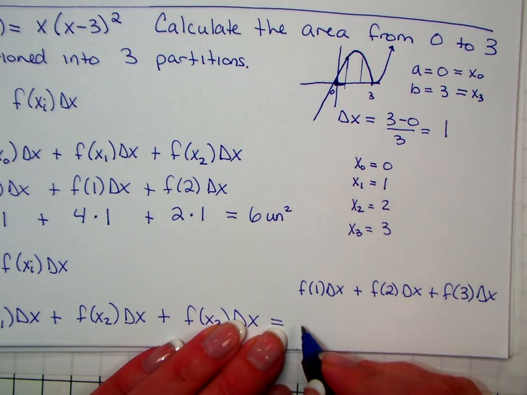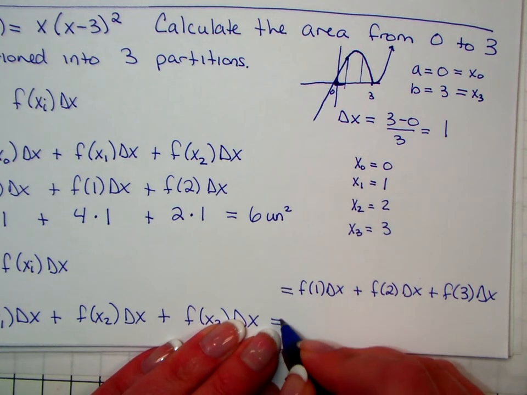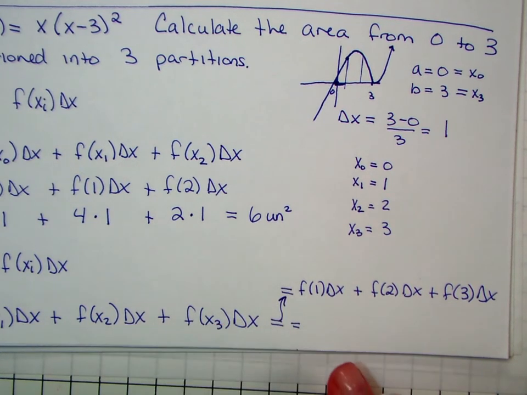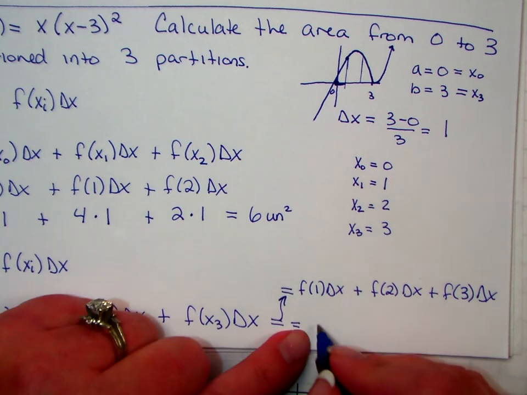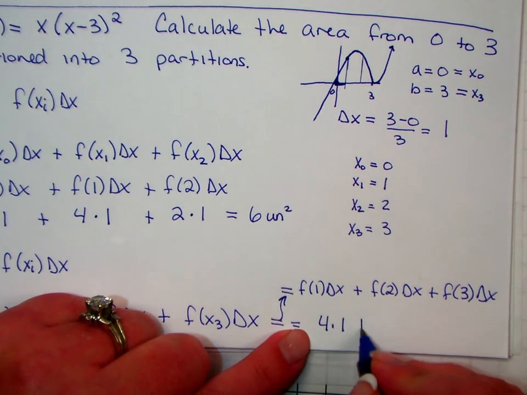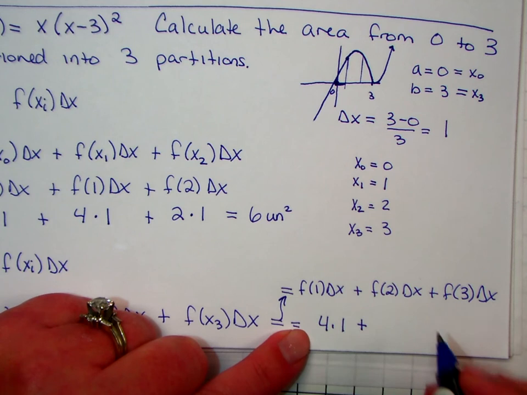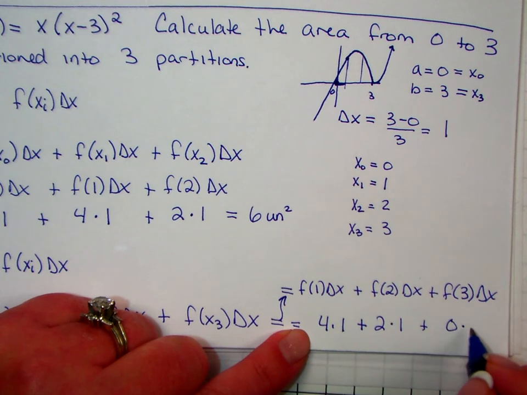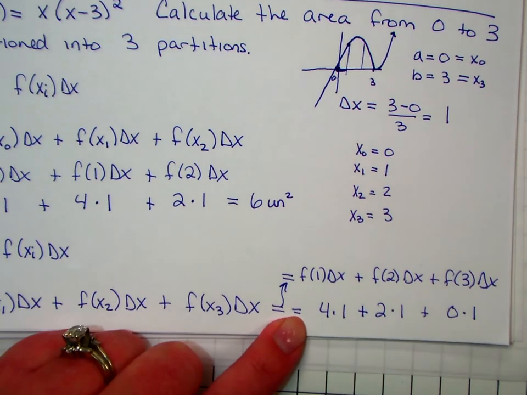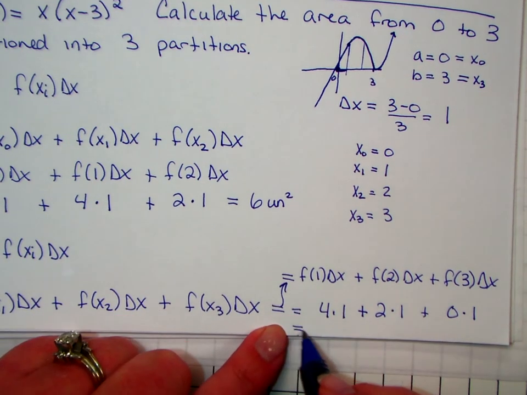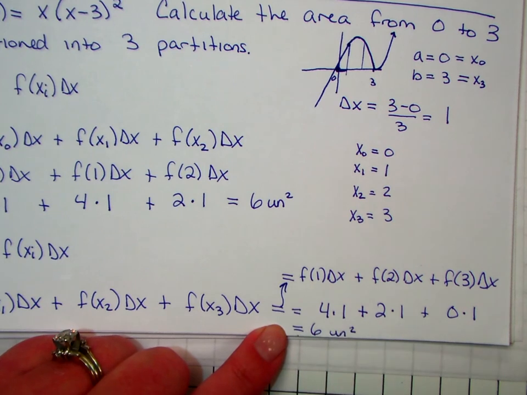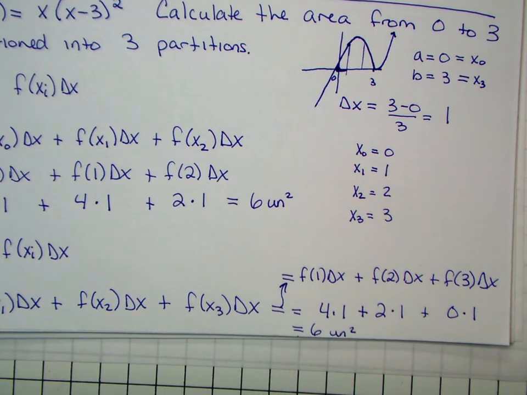And so let's calculate those numbers. The function value at 1 was 4 times delta x, which is 1. The function value at 2 was 2 times delta x. The function value at 3 is back at 0. So it looks like our right-hand and our left-hand estimate are the same, right? 6 units squared.